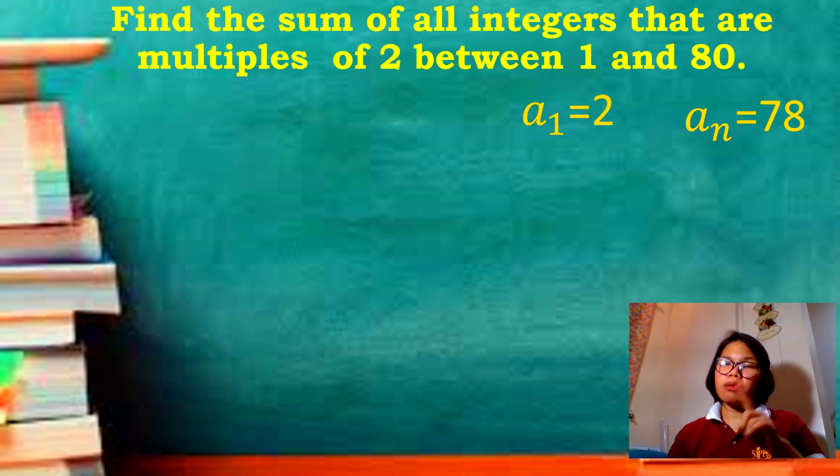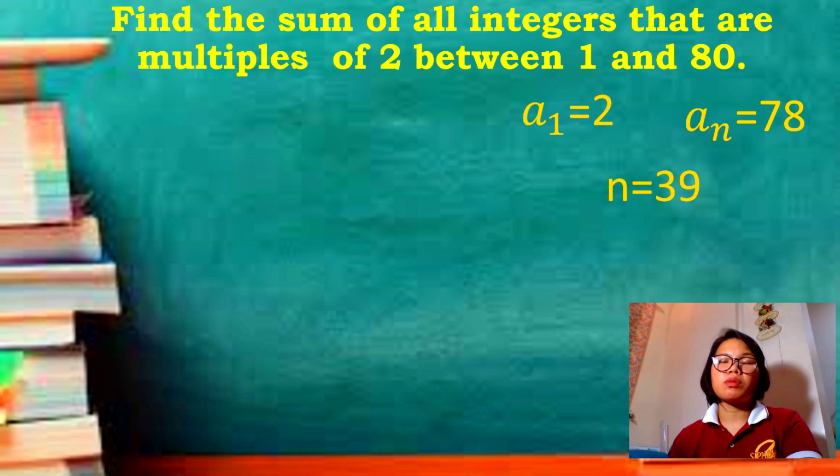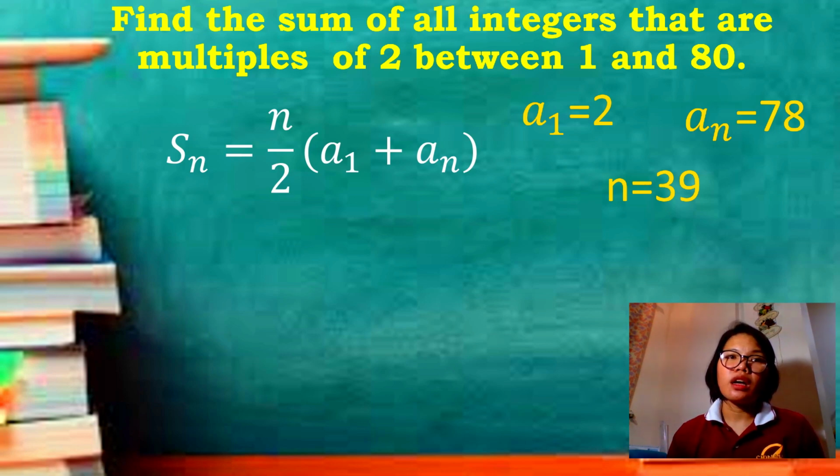Exactly. And the number of terms: there are 80 numbers, but it should be multiples of 2. So all in all, we only have 40 minus 1. Why? Because 80 is no longer included. So, we could have 39 as our number of terms. All of this given will be substituted to our formula.